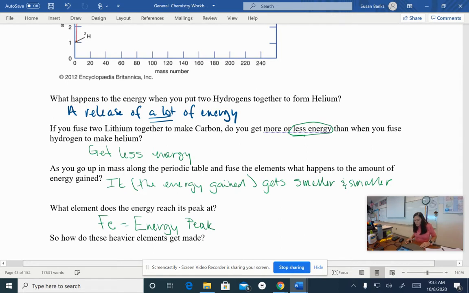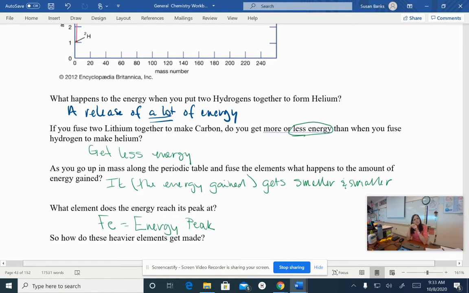So, question here. As our sun in our solar system is taking hydrogens and fusing them together to make lithium, and helium, that's what's generating the energy in our solar system.